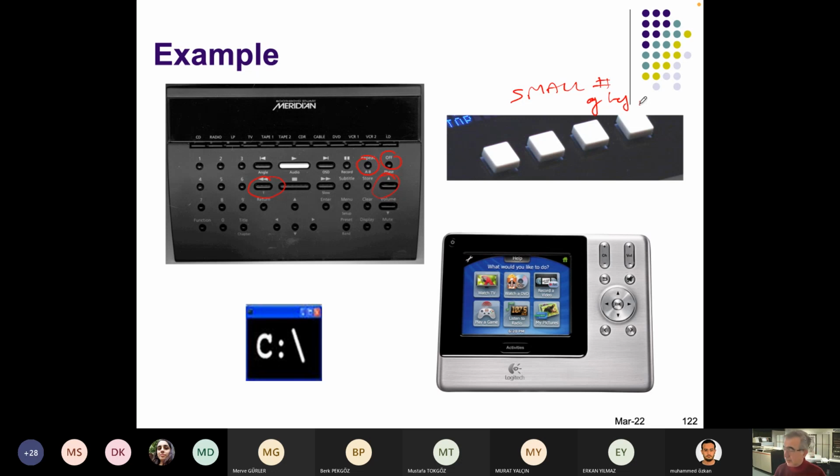This is a camera, I think, Logitech, an old one. Again, a navigational camera can be used when the mouse is not available for the interface. If the mouse is not available, you may have arrow keys to shift through, to move through the selections.